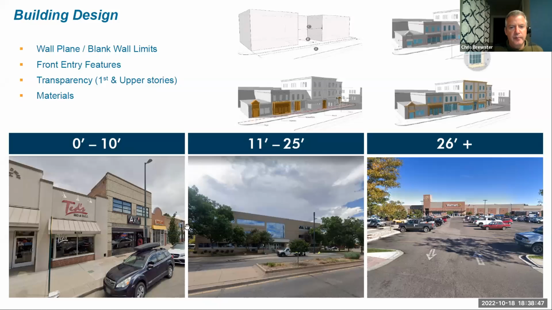I'll move on to the building design part. So that was all about building placement in the frontage, and then this is more of the design elements. The idea here is simply the closer to the street your building is placed, and that would be determined by those frontages we just mentioned, the more human scale details we want on it. So blank wall limits, front entry features, the transparency on first and upper stories, and then materials. And again, there's current standards in the code for these. They're just not universally applied in all districts.